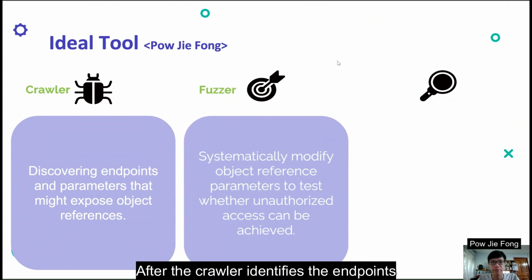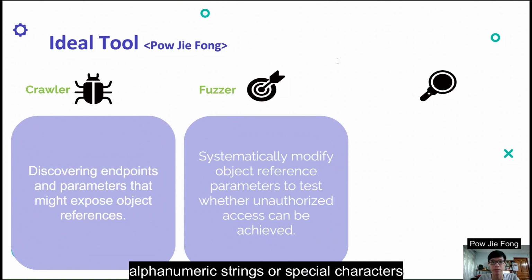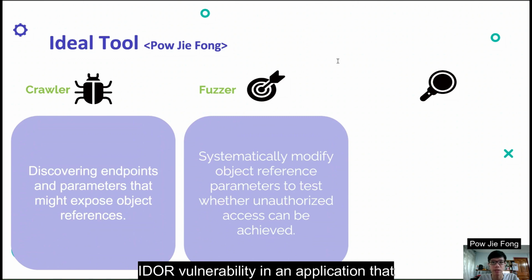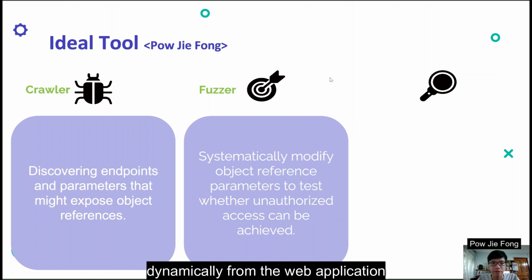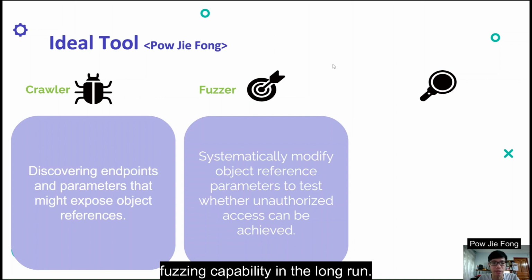Next, we have the fuzzer. After the crawler identifies the endpoints and parameters, it will proceed to modify the object references, for example, alphanumeric strings or special characters, which will catch IDOR vulnerability in an application that uses more complex references rather than simple numeric values like user ID equal 1. Furthermore, the fuzzer will learn the object references dynamically from the web application itself, thus improving the fuzzing capability in the long run.